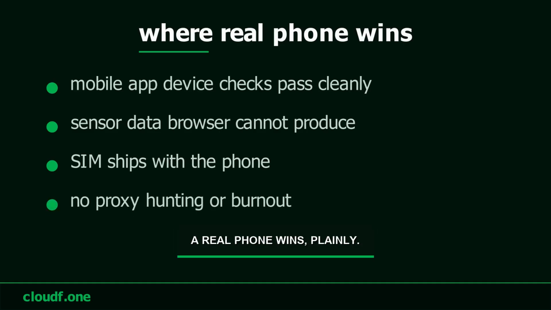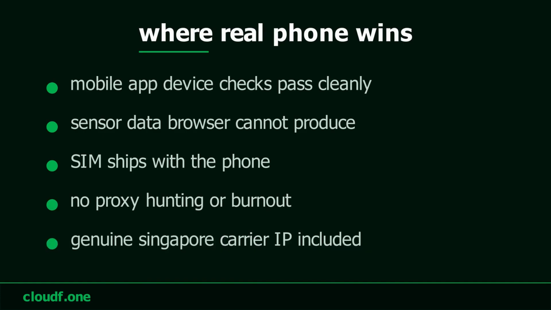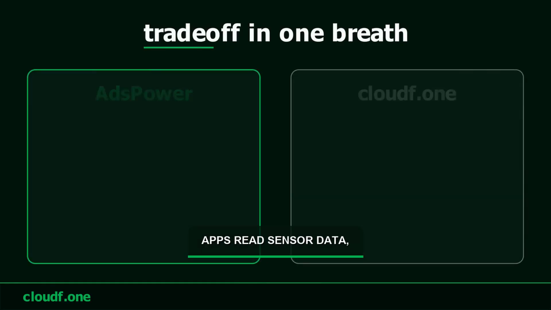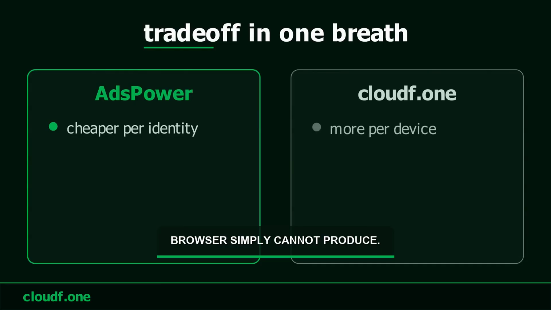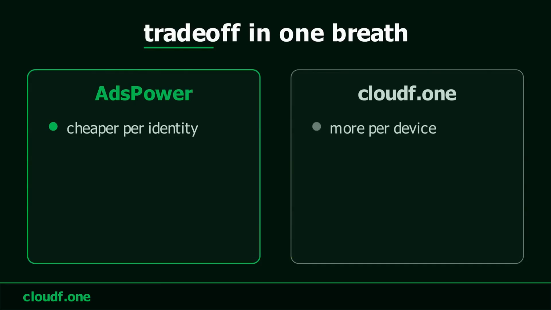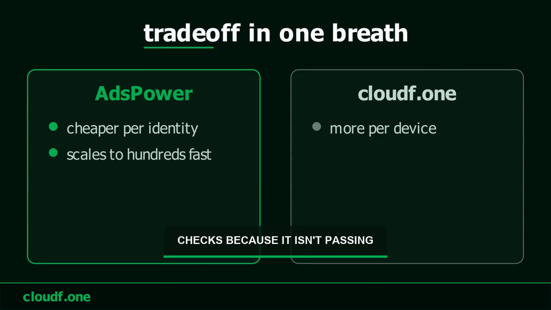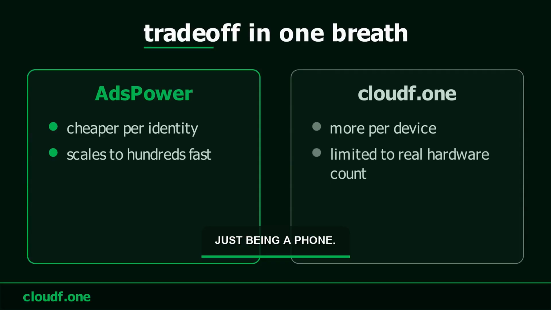And here's where a real phone wins. Plainly, anytime the job touches a mobile app that checks the device, a real phone is the only thing that holds up over time. Mobile apps read sensor data, hardware identifiers, and carrier signals that a browser simply cannot produce. A real handset passes those checks because it isn't passing a check at all, it's just being a phone.